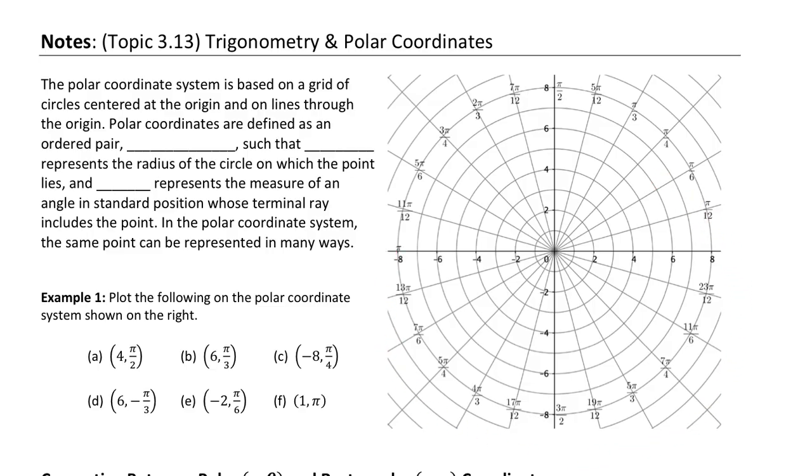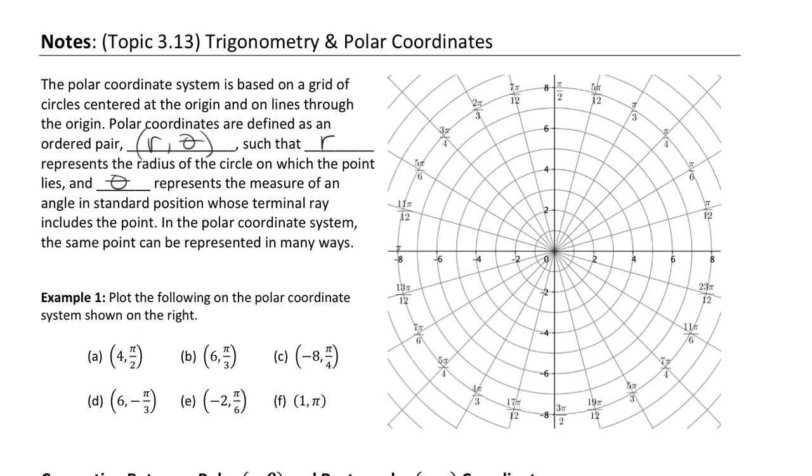Polar coordinates are defined as an ordered pair r comma theta, such that r represents the radius of the circle on which the point lies, and theta represents the measure of an angle in standard position whose terminal ray includes the point. In the polar coordinate system, the same point can be represented in many ways, because the r basically tells me the radius, what ring of circle I should put the point on, and the angle theta tells me the angle.